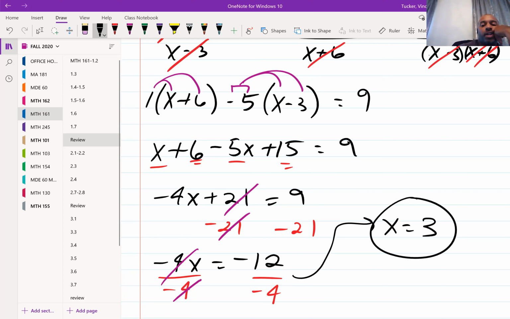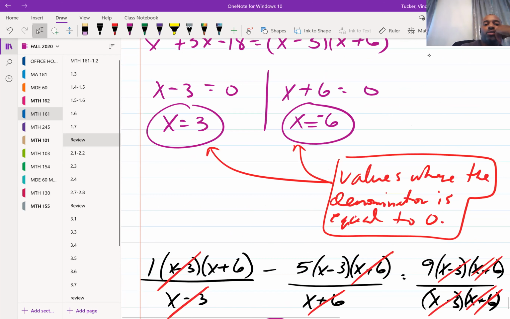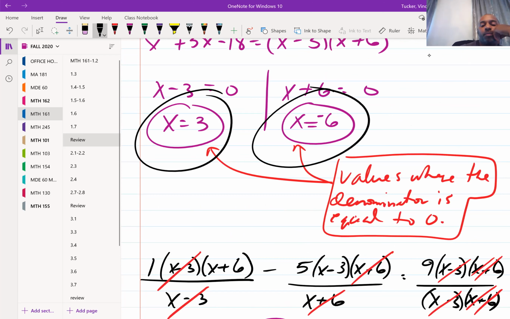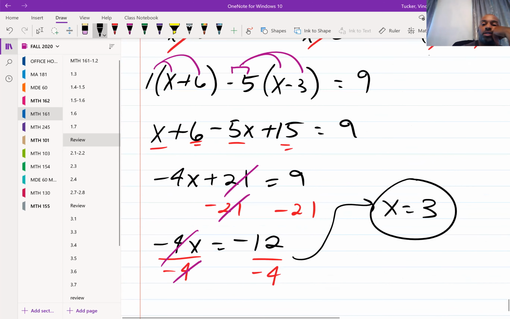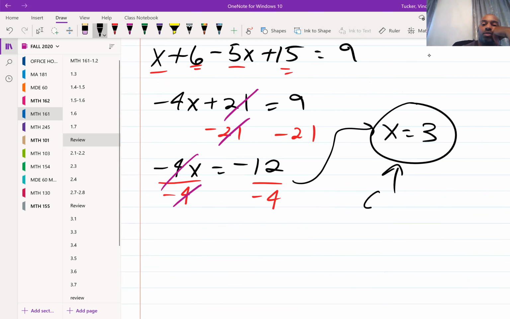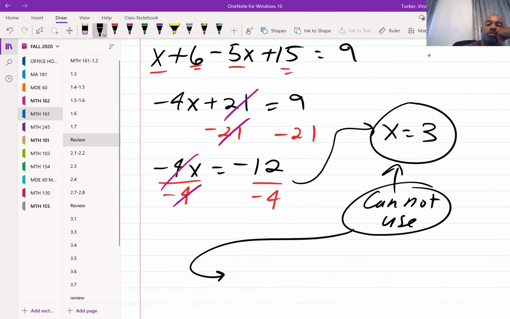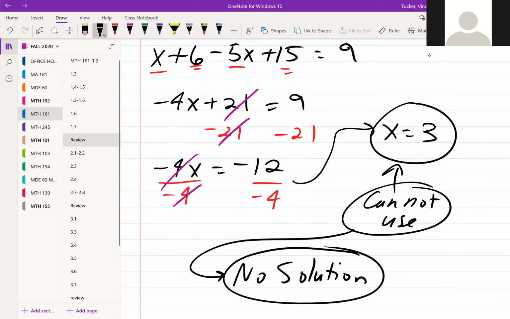All right. So now make sure that you go back to the 2 values that we could not use. Remember, we cannot use 3 or negative 6 as solutions because they will create 0 in our denominator, which means then I would have undefined. So notice we have x equal to 3, and we just established we cannot use 3. So it means our answer is actually no solution. Okay, that's what I was missing. All right.